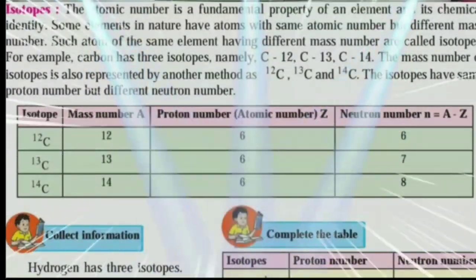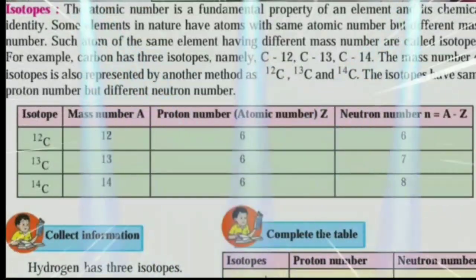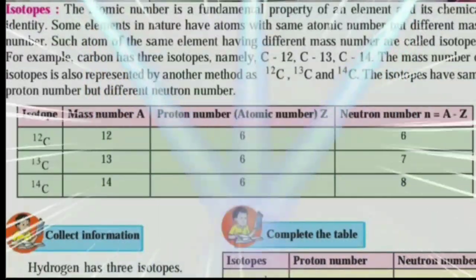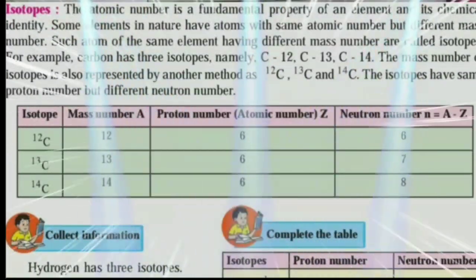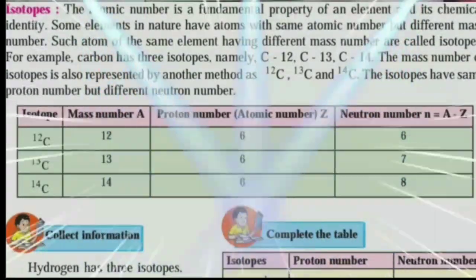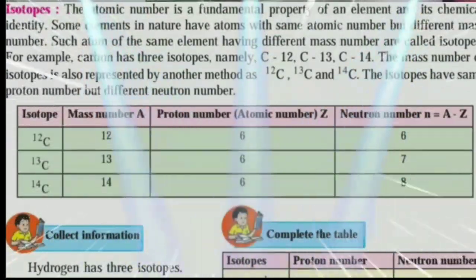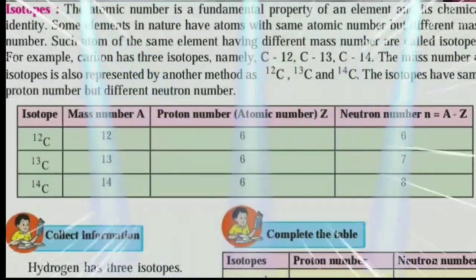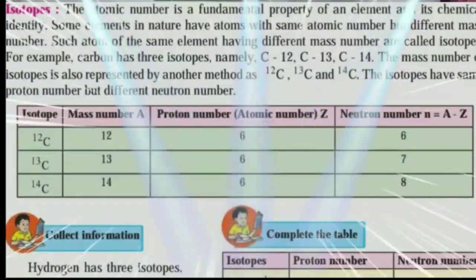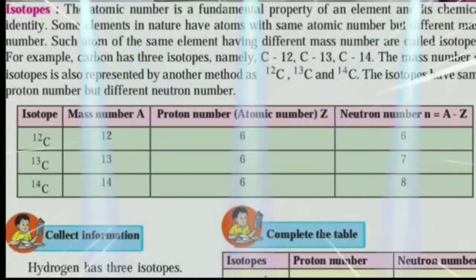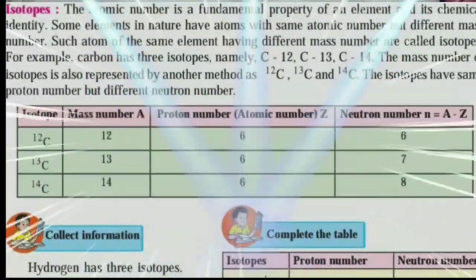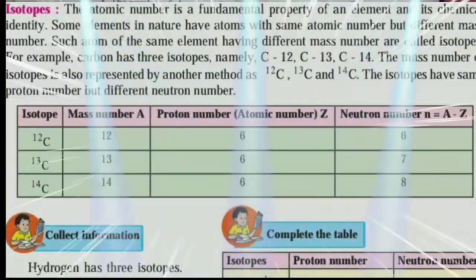See students, the atomic number is a fundamental property of an element and its chemical identity. Some elements in nature have atoms with the same atomic number but different mass number. Their atomic number is the same, but their mass number will be different. Such atoms of the same element having different mass numbers are called isotopes.